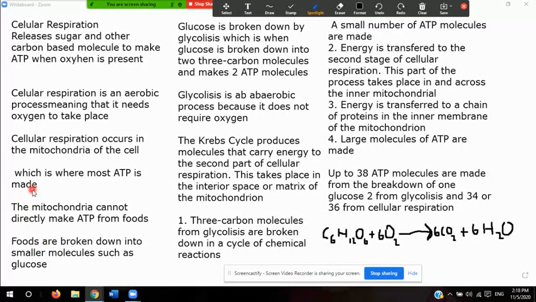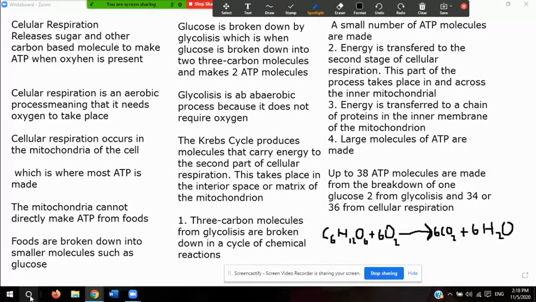So again, the synthesis of ATP is the word I'm looking for. The synthesis of ATP does in fact occur in the mitochondria, but it does not occur directly from foods. The foods are broken down into smaller molecules such as glucose. That means that the food that we eat is eventually turned into sugar. I was mentioning this in class, that eventually all food that we eat will turn into sugar, because that is what the body needs in order for cellular respiration to occur.